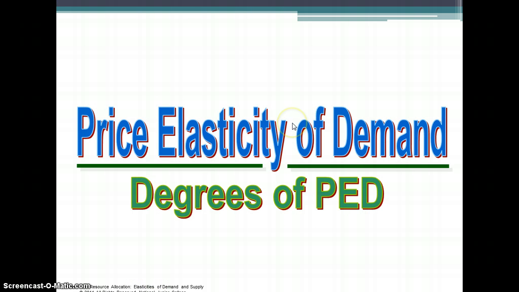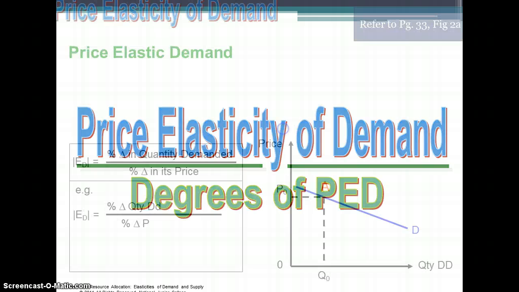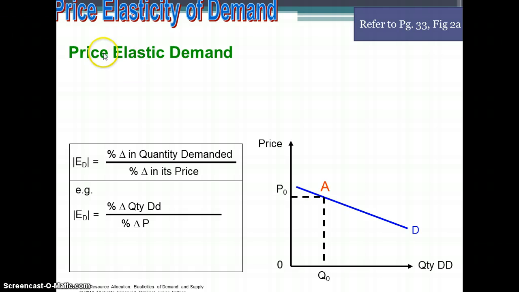Price elasticity of demand, degrees of PED. There are 5 cases. So let us look at the first case. When we say the demand of a product is price elastic, with a 10% decrease in the price, the quantity demanded will increase more than 10%.